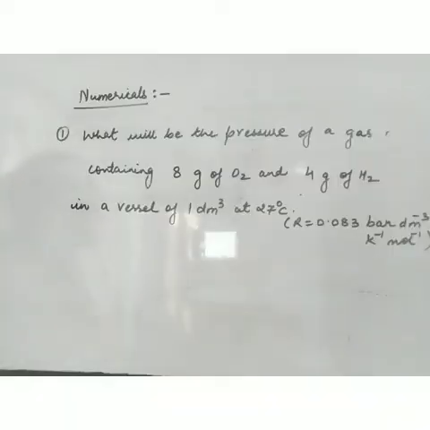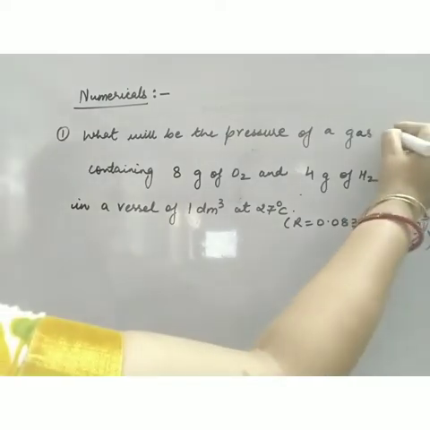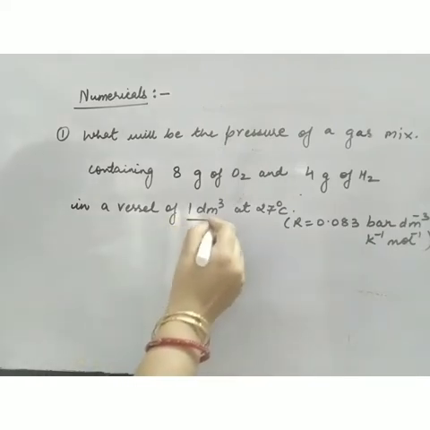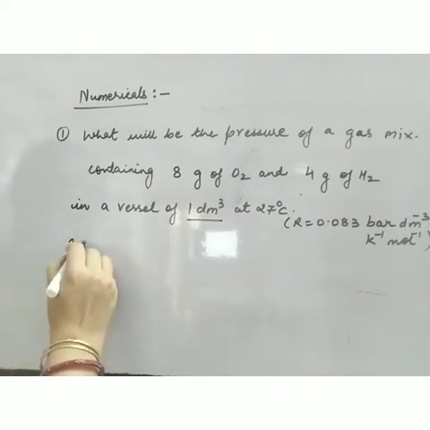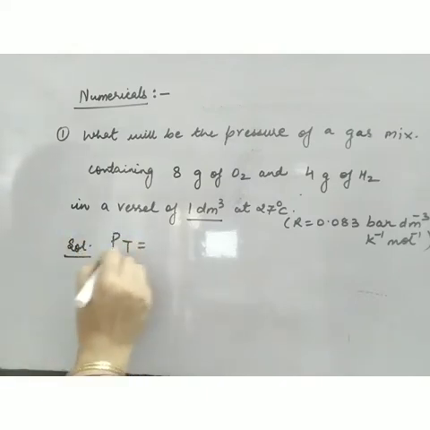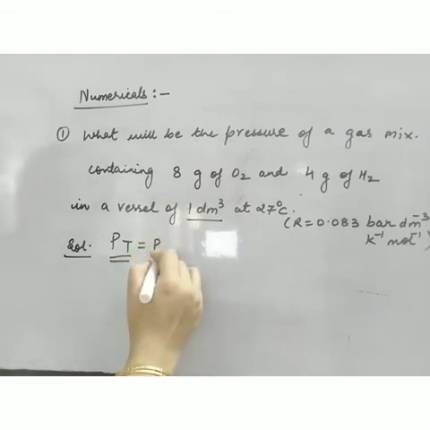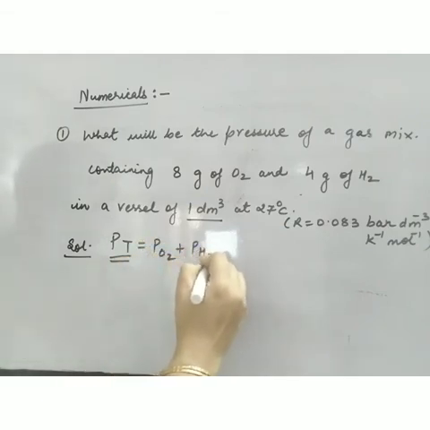Okay, now what will be the pressure of a gas mixture containing 8 gram of oxygen and 4 gram of hydrogen in a vessel of 1 decimeter cube? Now 1 decimeter cube means 1 liter, at 27 degrees Celsius. Now how to solve this question? We have to calculate total pressure. According to Dalton's law, total pressure is equal to pressure of oxygen plus pressure of hydrogen. This is Dalton's law only: the total pressure is equal to the sum of individual gas pressures.